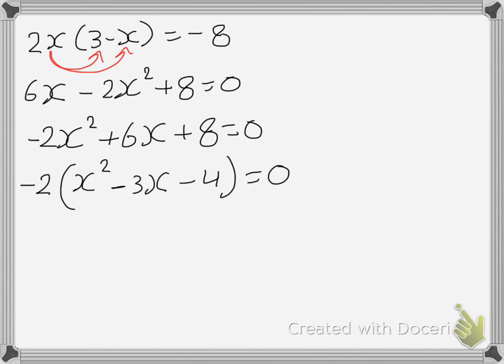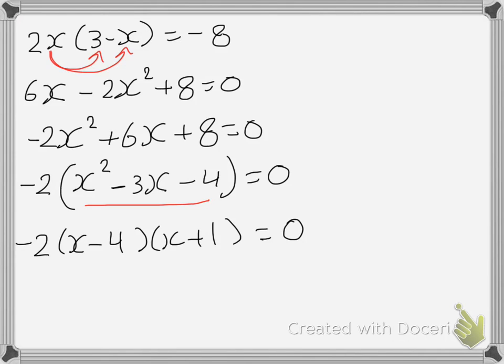And you can see what I've got inside the brackets now. It's a straightforward quadratic equation, and that's where I'm going to start factorizing. So I'll keep the -2, rewrite the -2, and because it's a quadratic equation, I'm going to write my two brackets. Now, to factorize x squared minus 3x minus 4, I'll take the -4. The two factors that multiply to give -4 and add together to give -3 are -4 and +1. So x minus 4 and x plus 1.